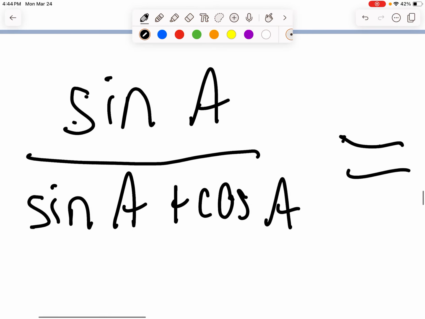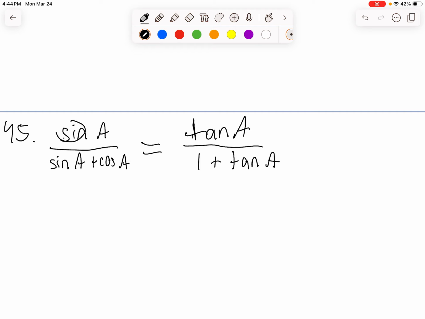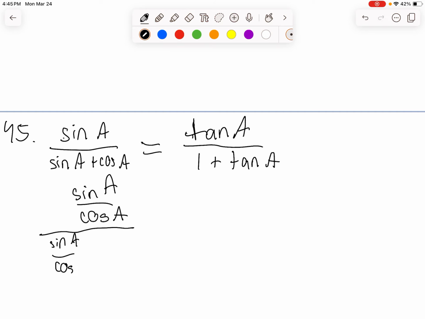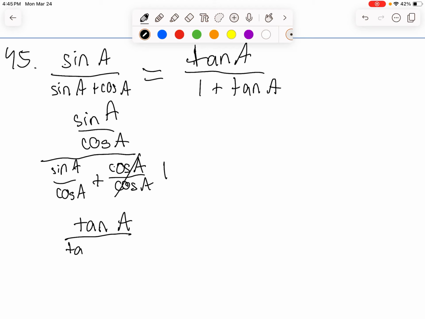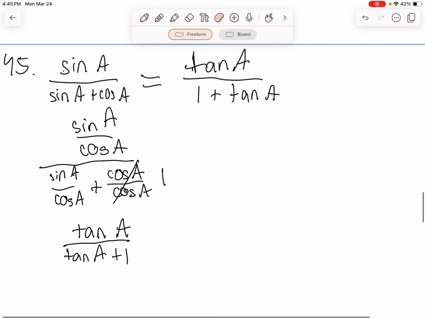Because all you have to do is divide every term by cosine. So, this first term, you get sine A over cosine A, divided by this term, which is now also sine A over cosine A, plus, you guessed it, cosine A over cosine A. Now this cancels out, and it's just 1. Now, if you remember, sine over cosine is tangent. So we can simply rewrite this as tangent A over tangent A plus 1. And technically speaking, I should rewrite it, but I'm not doing all that.